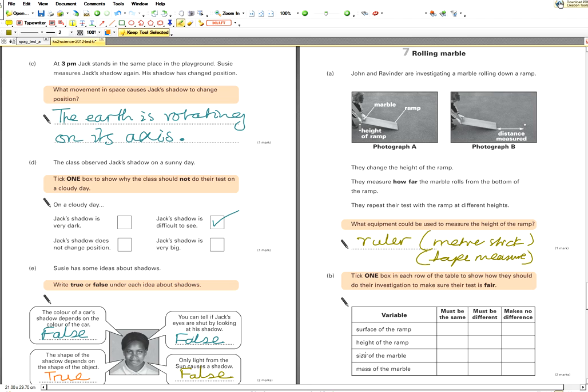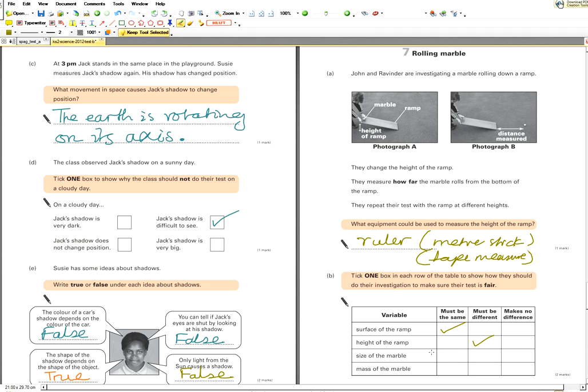Okay, next question, part B. Tick one box in each row of the table to show how they should do the investigation to make sure their test is fair. So, surface of the ramp must be the same, must be different, must be no different. Which one is it? Must be same. Height of the ramp must be same? No, because that's what you're doing. The experiment's about height. How can you keep the height the same?